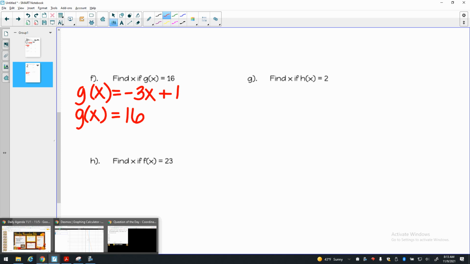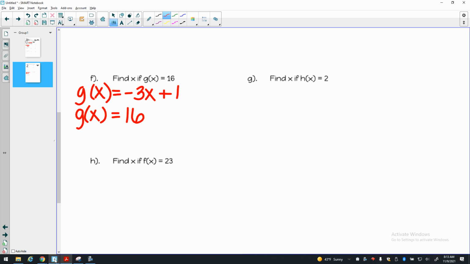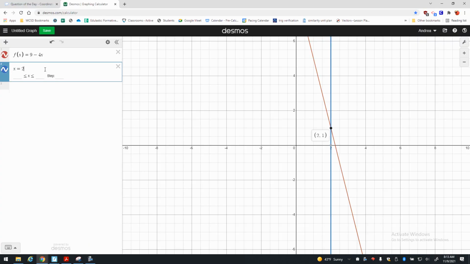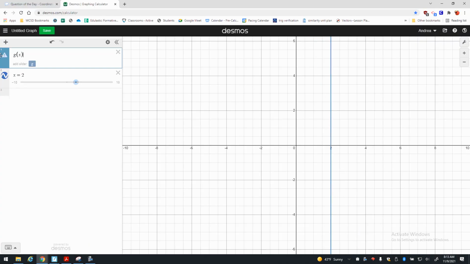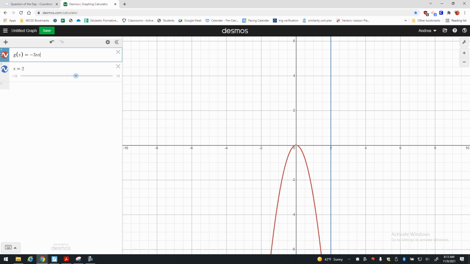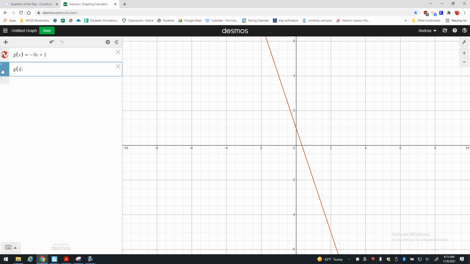Now I have a question to ask you. How many equations do I have written on that board right now? 2. Whenever we have 2 equations, what do we always do? You put them into Desmos and you look for where they intersect. That's exactly what we're going to do. We're going to plug them into Desmos exactly as you see them. So g of x equals negative 3x plus 1, and then g of x equals 16, right?